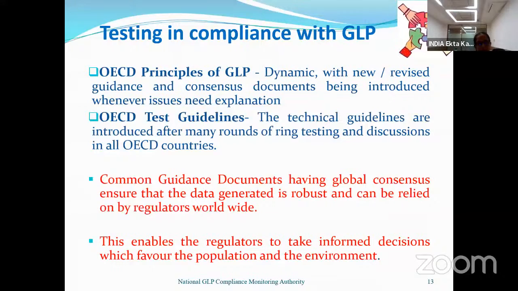The important points to be noted here are that both the OECD principles as well as the OECD test guidelines are common guidance documents having global consensus, that ensure that the data generated is robust and can be relied on by regulators worldwide. This enables the regulators to take informed decisions which favor the population and the environment.